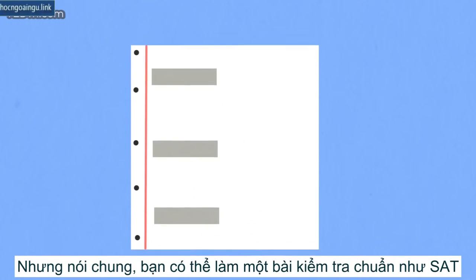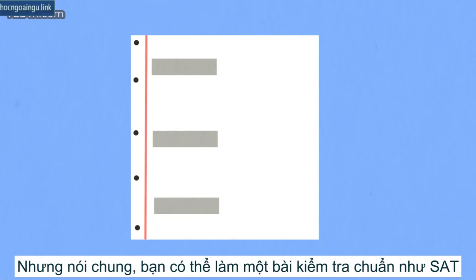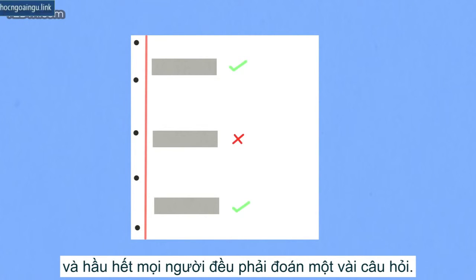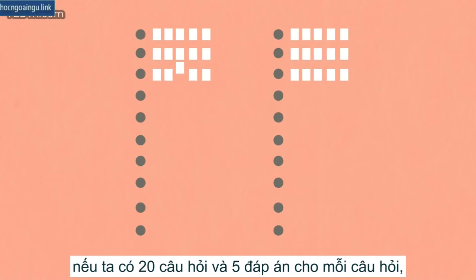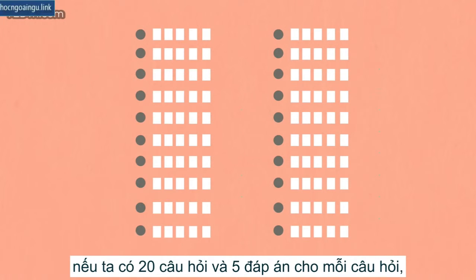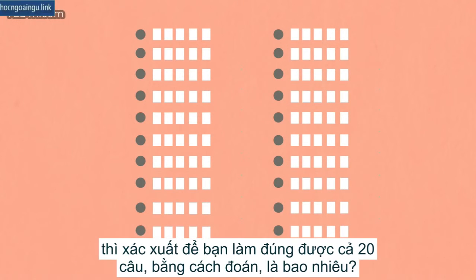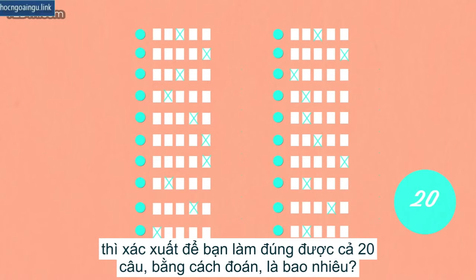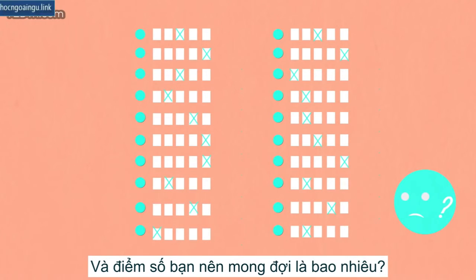But at one point, you probably took a standardized test, like the SAT, and most people have to guess on a few questions. If there are 20 questions and 5 possible answers for each question, what is the probability you would get all 20 right by randomly guessing? And what should you expect your score to be?